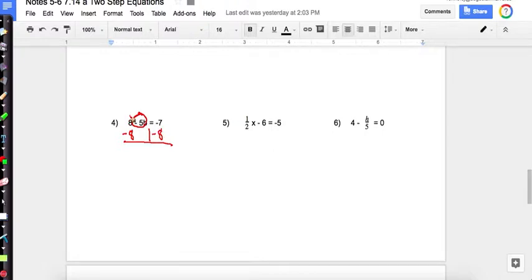8 minus 8 equals 0, so slash them. And you can put your 0 here. Now, when you bring down the 5b, because there's a minus sign in front, that 5b is actually negative 5b.